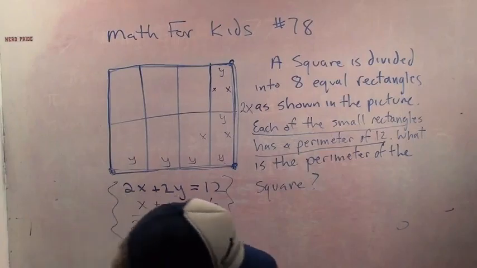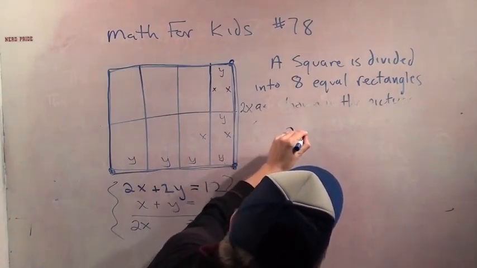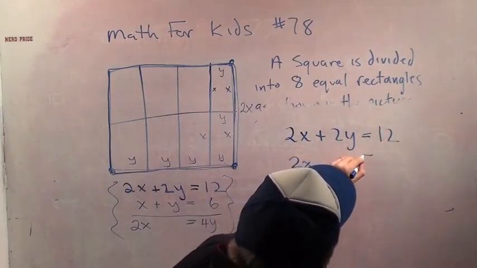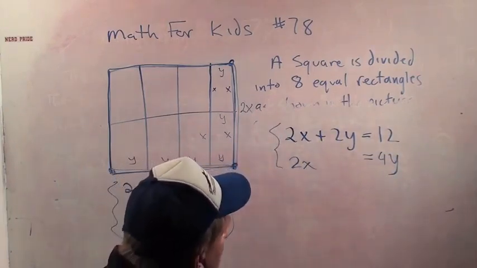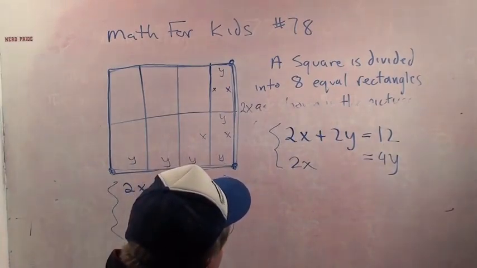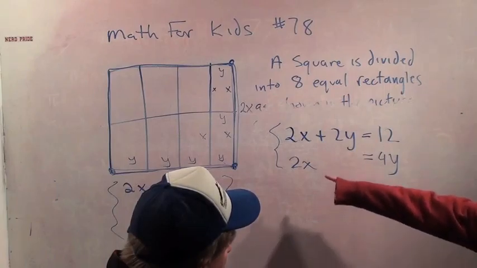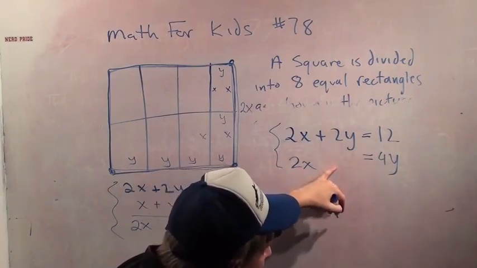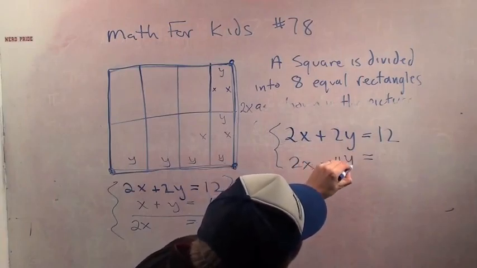Think you know how to solve this? Let's put our two equations over here. 2x plus 2y equals 12, and 2x equals 4y. Is there anything we can do to solve this? Adding them is going to be a little hard. Let's get all the variables on one side: instead of 2x equaling 4y, we could say 2x minus 4y equals 0.